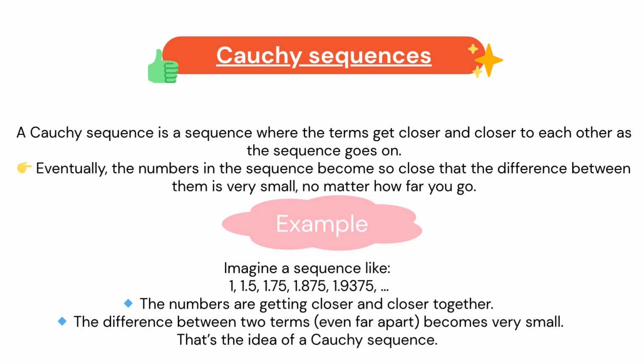Cauchy sequences. A Cauchy sequence is a sequence where the terms get closer and closer to each other. Even if you go far in the sequence, the difference between terms becomes very small. For example, 1, 1.5, 1.75, 1.875, 1.9375. The numbers are approaching each other. That's the idea of a Cauchy sequence.